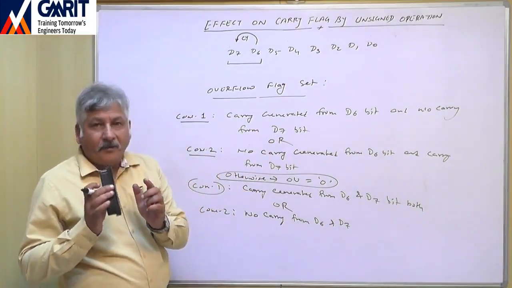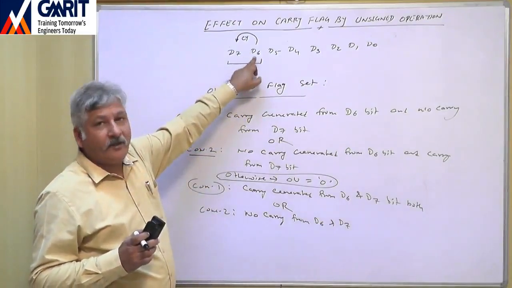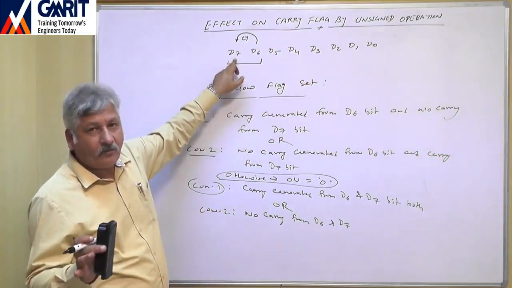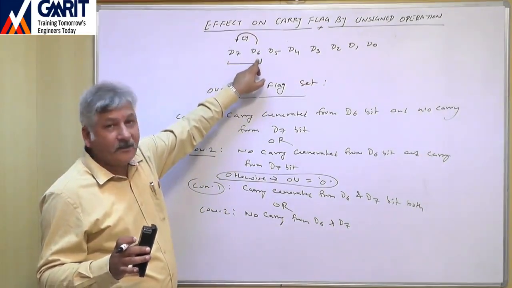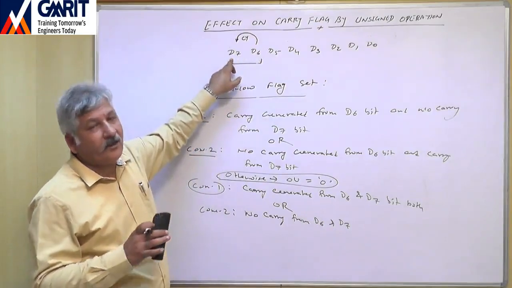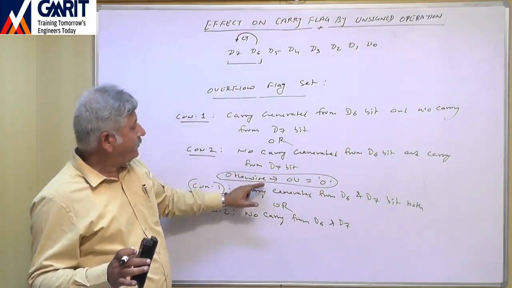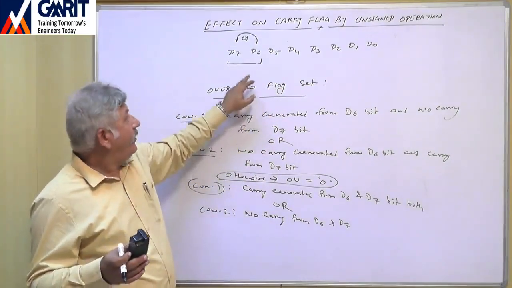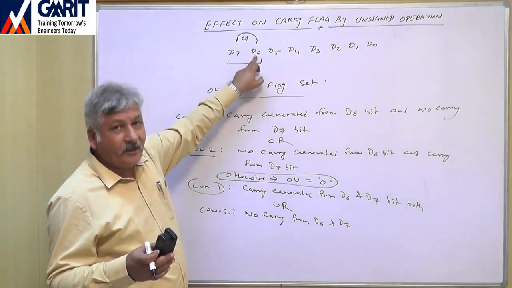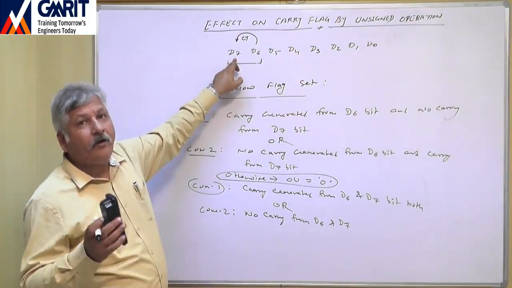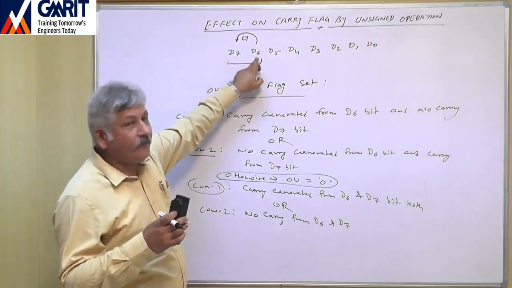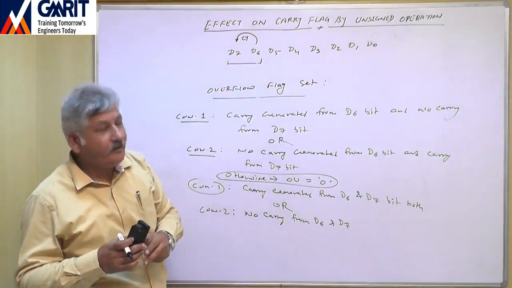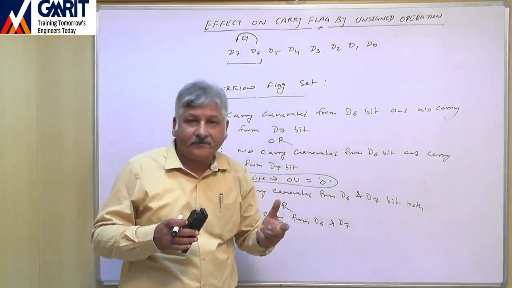So you just remember this. If carry is generated from D6 as well as from D7, the overflow flag will remain 0. If no carry is generated from either, again it will remain 0. But for making the overflow flag set, carry generated from D6 and no carry from D7, or no carry from D6 and carry from D7, if any of these conditions meet, then the overflow flag will set.